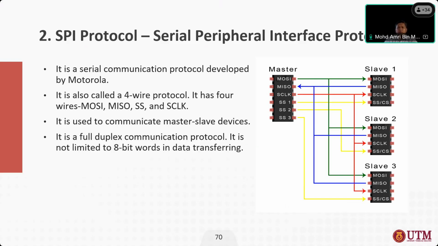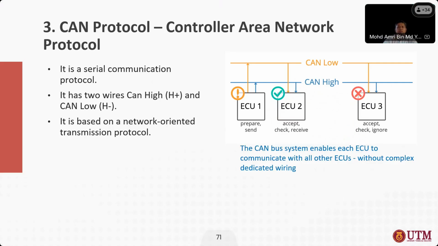So it's much more complicated in terms of the wiring for SPI. You can imagine many Arduinos connected to a master. The master coordinates the communication between the slaves and the master. This means the master can determine which device talks and which devices listen, or vice versa. Full duplex means that data can be sent and received at the same time. And another one is the CAN protocol, controller area network. CAN protocol is based on network-oriented transmission control.